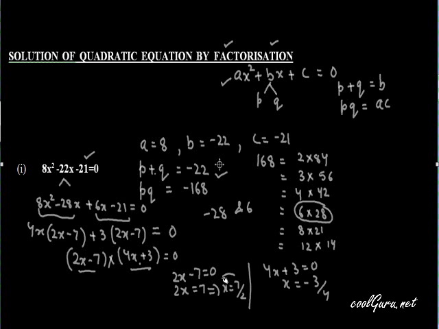So these two values of x, 7 by 2 and minus 3 by 4, are roots of this given quadratic equation, or we can say are the solutions of this quadratic equation.